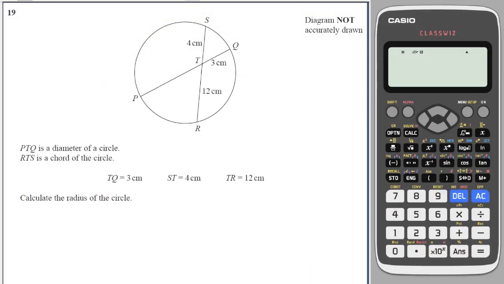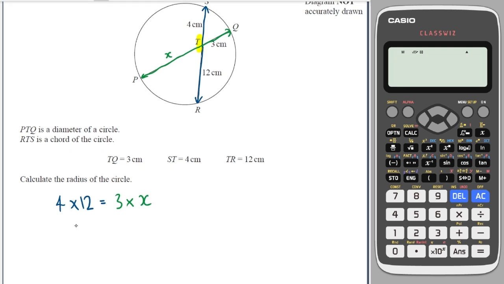The chord theorem states that if I have an intersection point, in this case T, then if I measure to the edge and multiply it by the distance to the other edge, which in this case is 12, that will equal me multiplying this way, which is 3, by this way, which we'll call x. Okay, great. So we have 48 is equal to 3x. So x is equal to 48 divided by 3, which is 16.